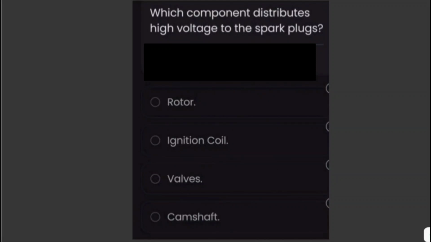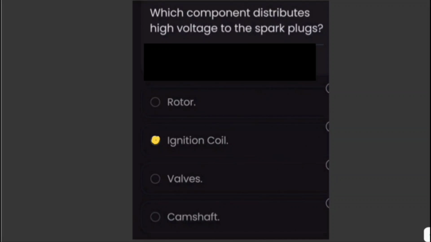Which component distributes high voltage to the spark plugs? Rotor, ignition coil, valves, or camshaft? So the answer here is the ignition coil.